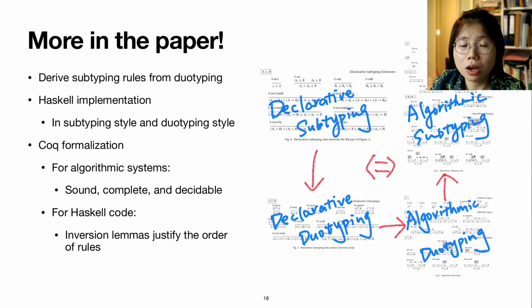For our Haskell code, there are some inversion lemmas in our Coq formalization that justify the order of rules. Note that the order of rules in the Haskell code really matters.